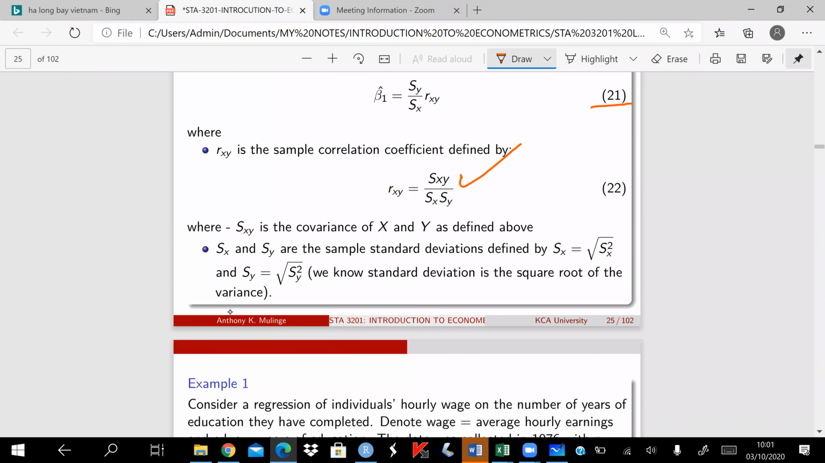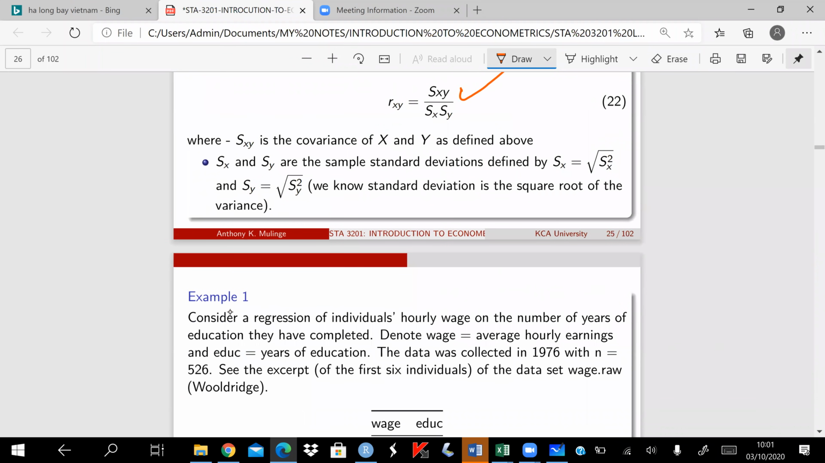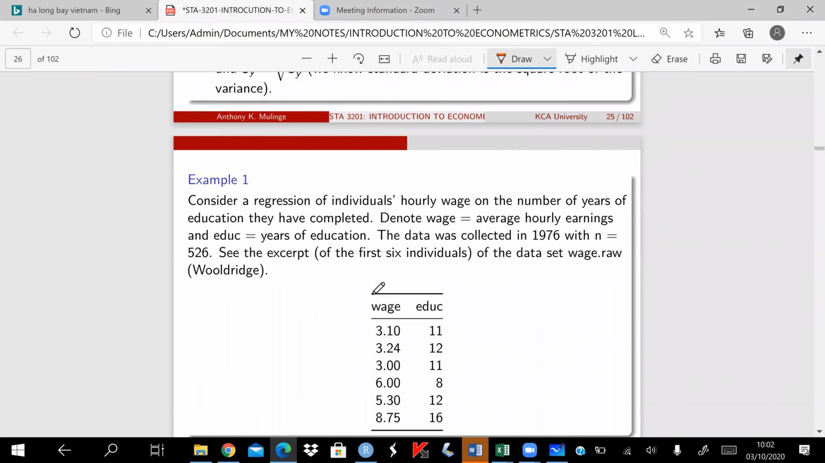All right, then we have some example here. Any questions so far? Any question? So we have some example here.